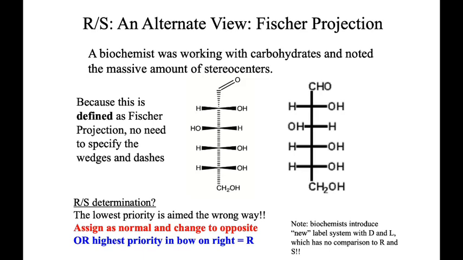Okay? I do want to note that there's a new label system that shows up in biochem. You'll hear reference to capital D and capital L. Okay? What do those reference? This last carbon, the penultimate carbon, the last chiral carbon, if your highest priority is on the right-hand side, that becomes D.